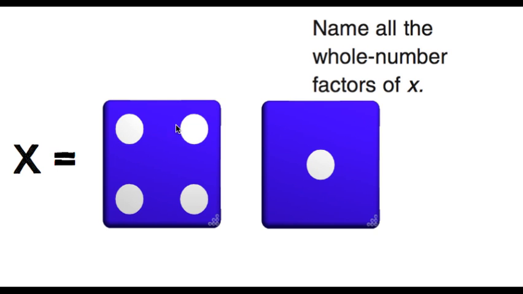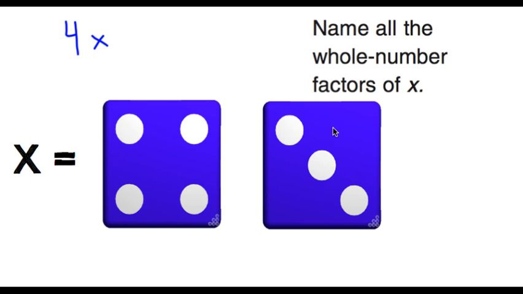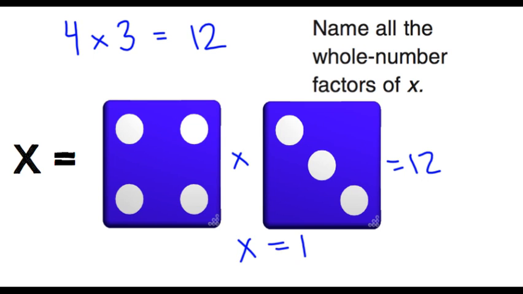So our first roll, we got a 4. We're going to multiply that by 3. 4 times 3 equals 12. So now the question is name all the whole number factors of x. Well, 4 times 3 is 12, so x is going to equal 12.